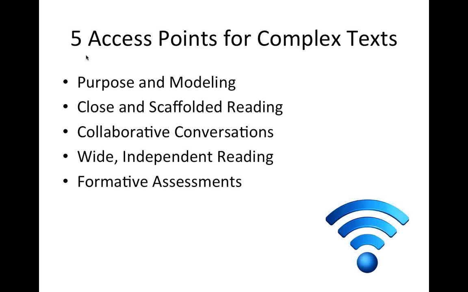Those are the 5 access points that I think it's really going to take to get kids into Common Core text complexity. They need to know why they're reading things. They need to hear their teacher's model. They need to have some experiences that are guided, instruction-related, close and scaffolded reading. They need to be taught to talk a lot about the text and use argumentation. They need to continue to read a lot, and we need to assess them.